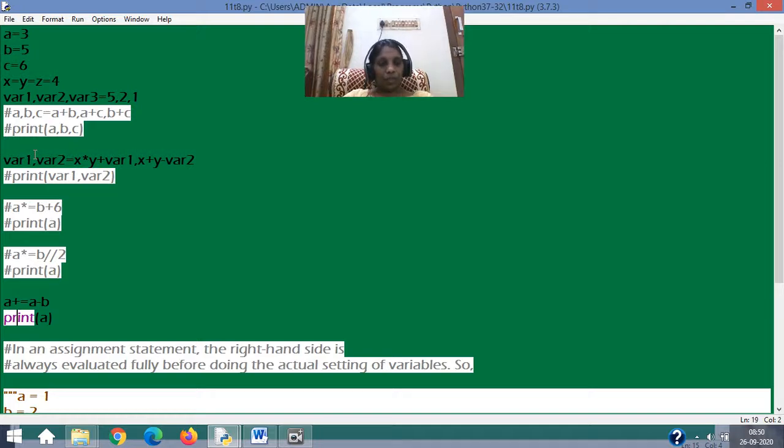Okay, so this much you understood, so we are concluding that. In this assignment, the right hand side is always evaluated fully before the actual setting of variables. That is why we say shorthand operations have a different style. Now let's see something great in multiple assignment before we wind up this. We finished learning shorthands, all the operations.